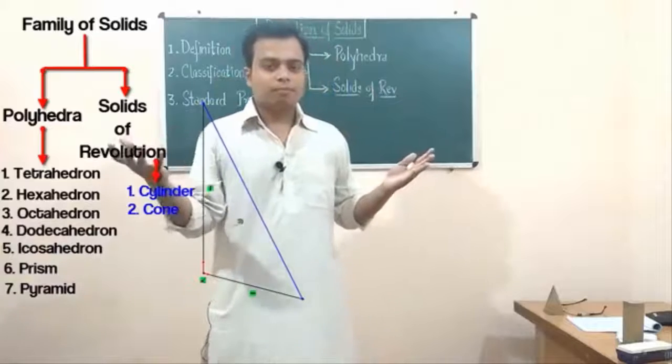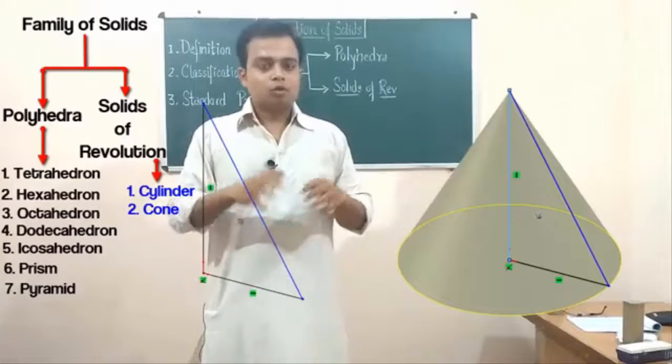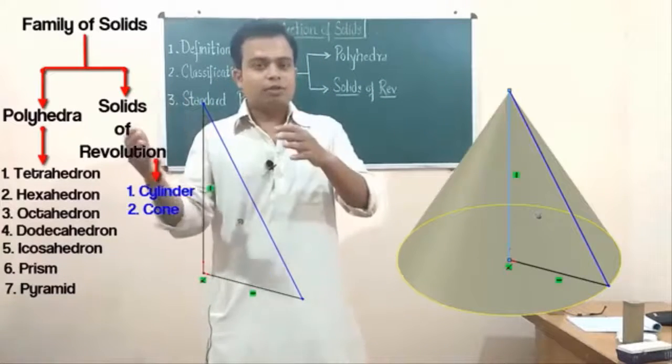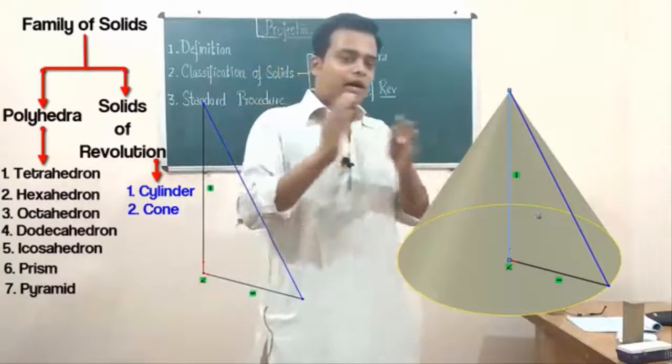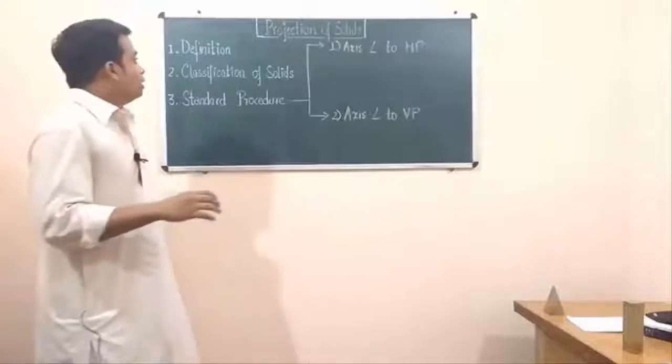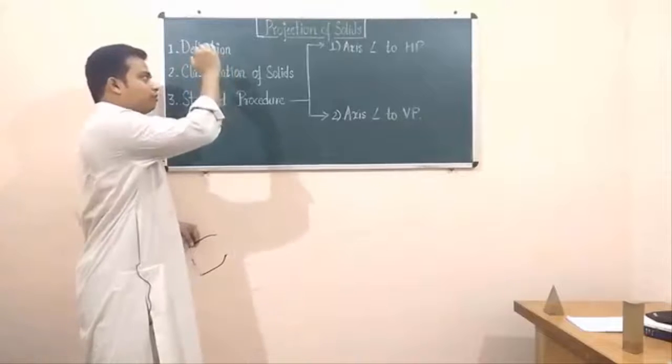What is it going to form? It's obviously going to form a cone. So a cone is a result of the solid of revolution of a right angle triangle, RAT. That's it.